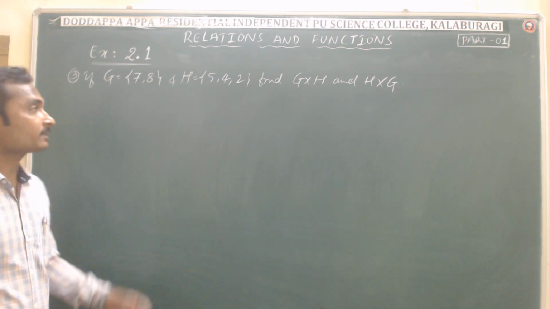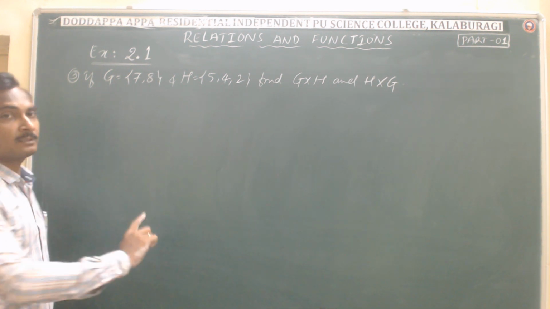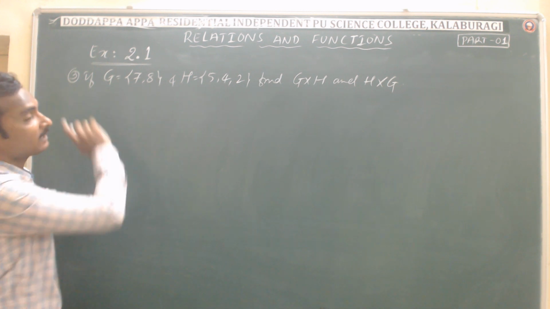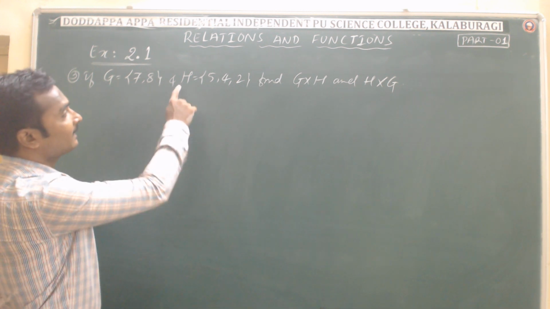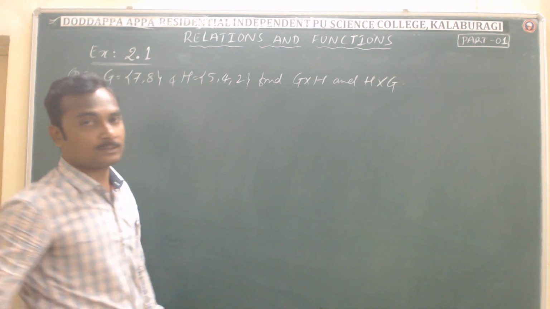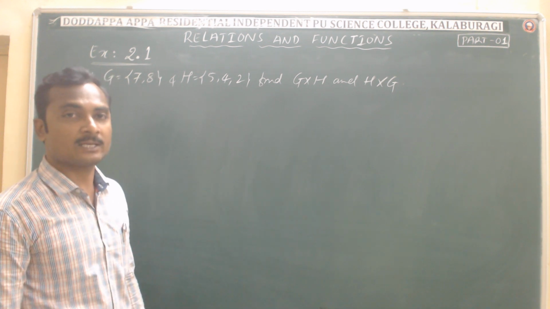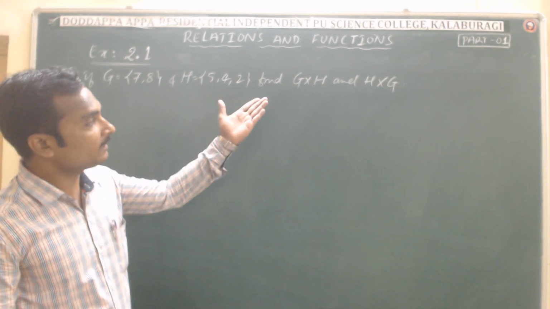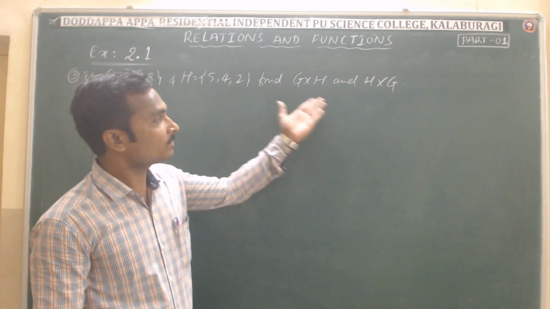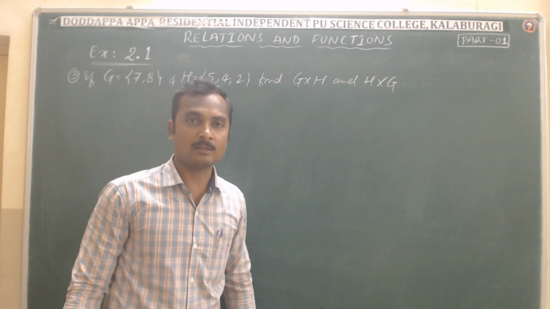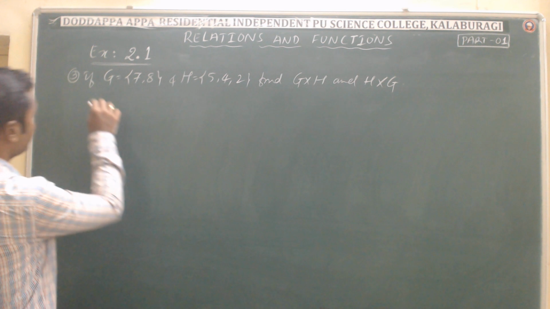Okay students, the next question is the third question. If the set G has elements 7, 8, and the set H has elements 5, 4, 2, we need to find the Cartesian product G cross H and the Cartesian product H cross G. So let's do this.